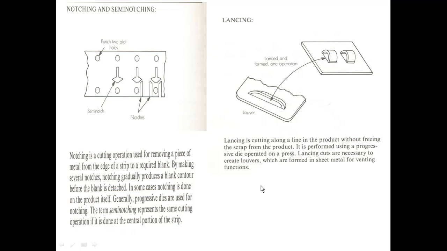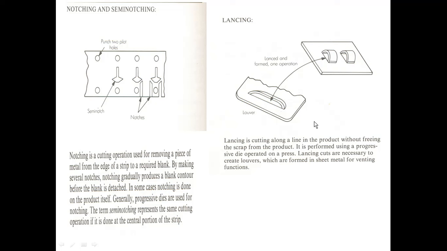Lancing. Lancing is a cutting along a line in the product without freeing the scrap from the product. It is performed using a progressive die operated on a press. Lancing cuts are necessary to create louvers which are formed in sheet metal for venting functions. So in case of lancing, the partially cut product is there. Partially it is cutting plus bending operation. So it is a partially cut operation and you are forming the louver.